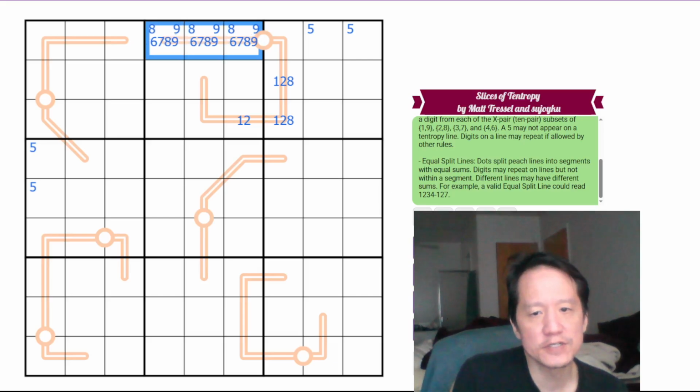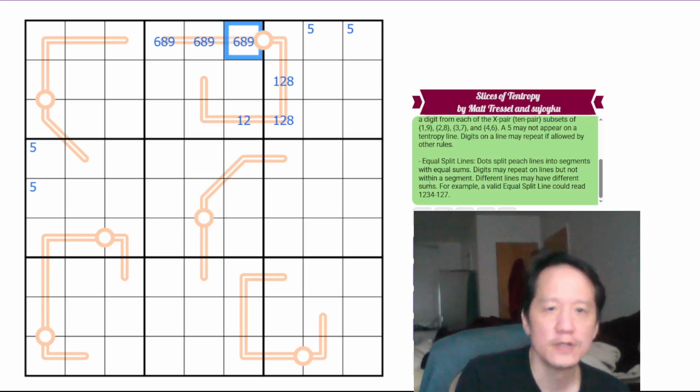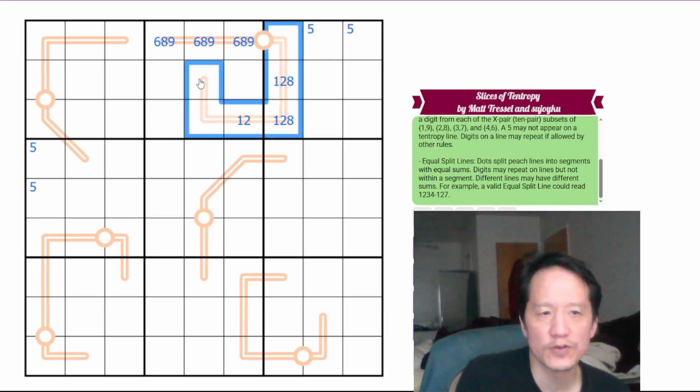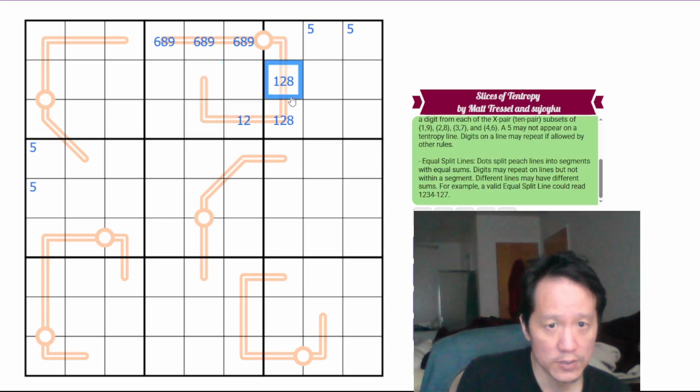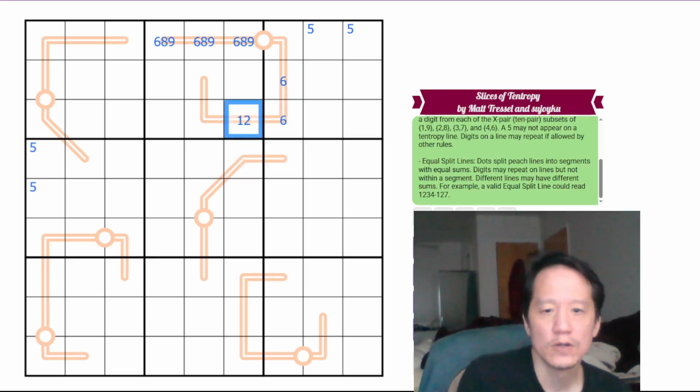So if this is 6, 8, 9, right? This adds up to 23. We need 1, 2, 3, 4, 6, 7. 6 cannot be here. 6 cannot be here either. So 6 has to be one of these 2 digits here, to add up to... Therefore, that matches what 6 is here, right? So 6 would be one of these 2, which would match one of these 2.